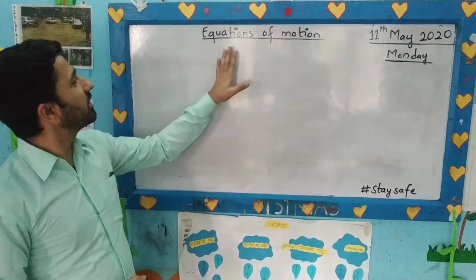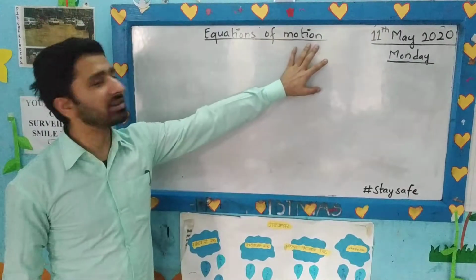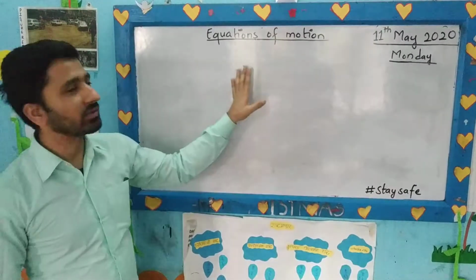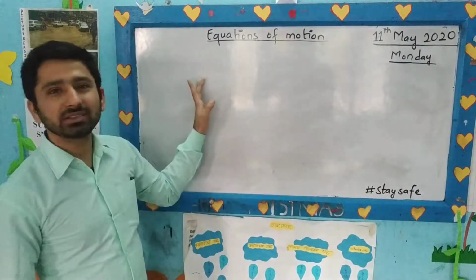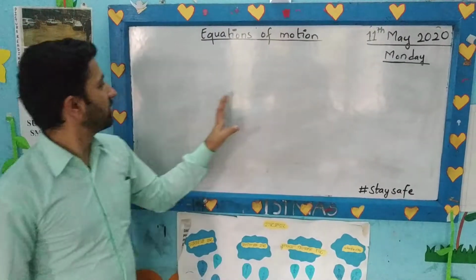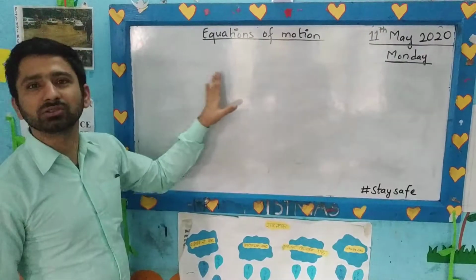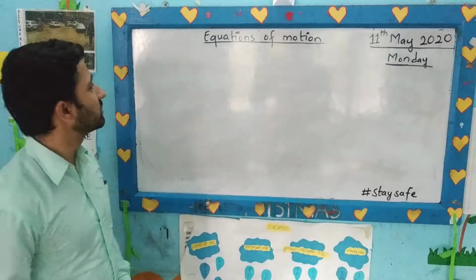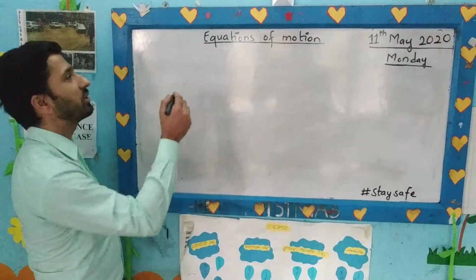Today we are going to study about equations of motion. In previous classes, we studied about acceleration and retardation, distance and displacement along with their units and the numerical relationship between those quantities. Today, while moving to equations of motion, we first have to know there are three equations of motion.